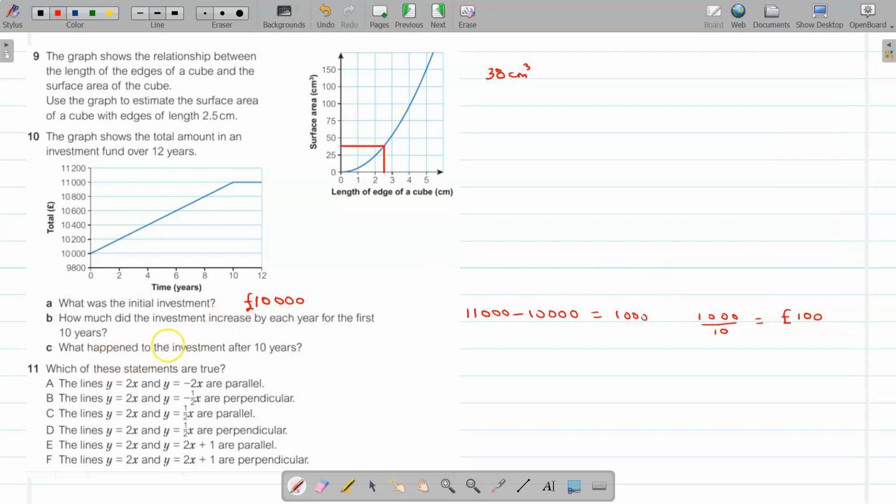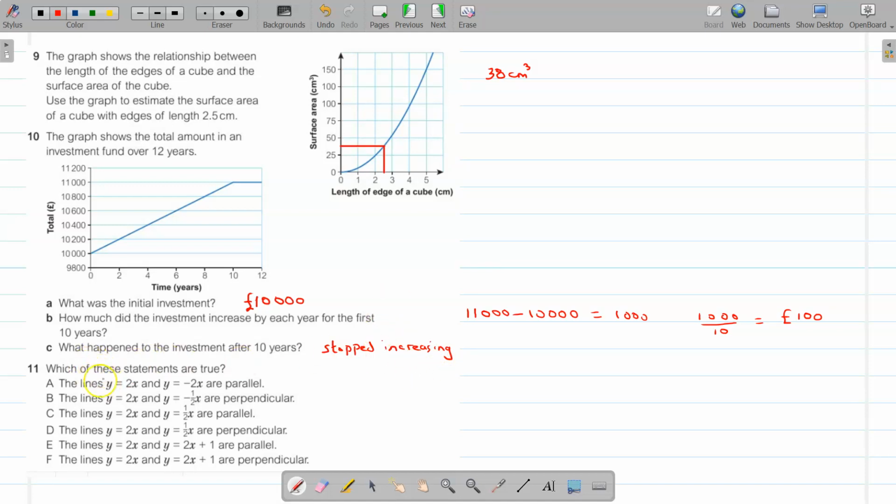Okay, what happened to the investment after 10 years? Well, after 10 years, it stopped increasing, okay, because the line just goes flat. So it stopped increasing for whatever reason. It stayed the same, in other words. I suppose you could say it stopped, it didn't decrease either, it just stayed the same. That might be a better answer.